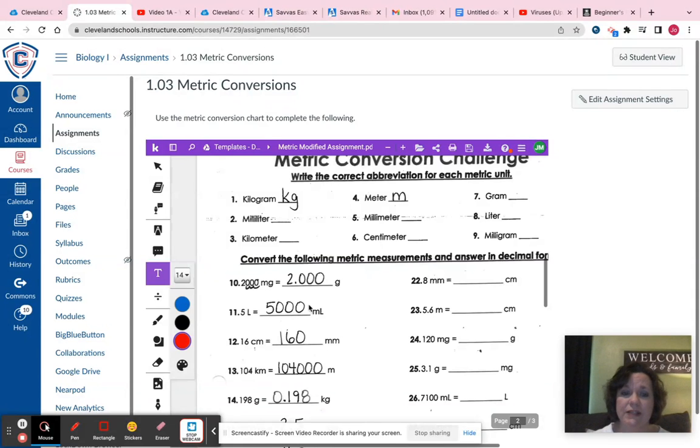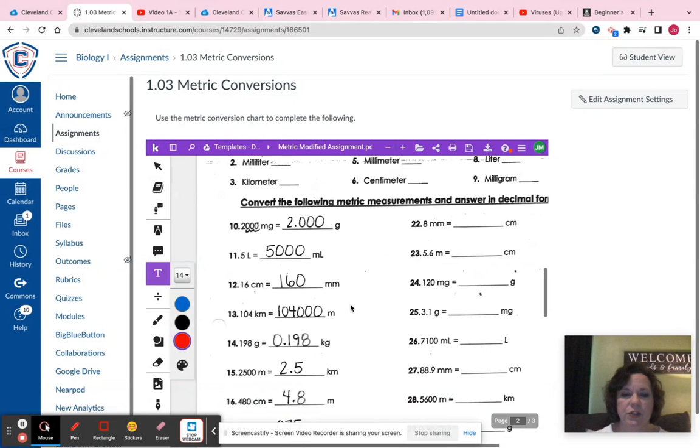But please use your examples and go by your examples, because if you can work through that one, then you can do the next one. As you go through, you're just going to use your chart here. Kilogram is equal to kg. Meter is equal to M, so on and so forth. Gram is G. So just use your chart to fill that in.